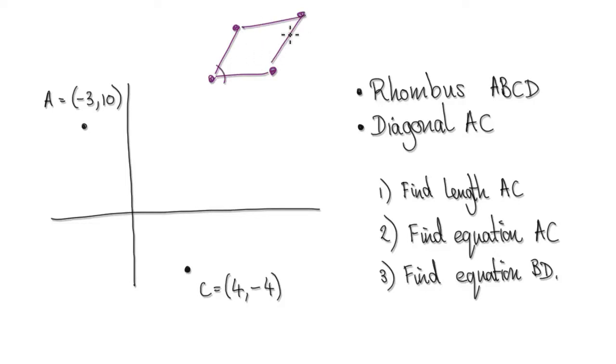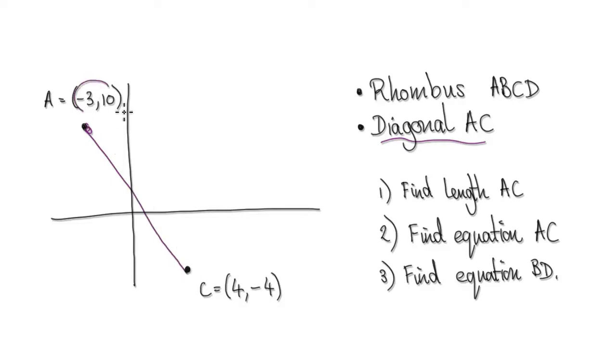So this angle will be the same as this angle. The opposite angles are always the same, and the intersection would be right in the center. So you're told that the diagonal AC is located at here and at here. From this, your task is to work out the length AC, and then find the equation of AC.